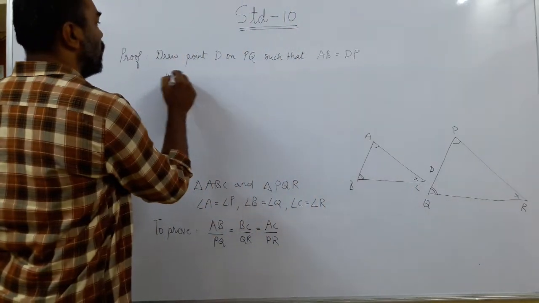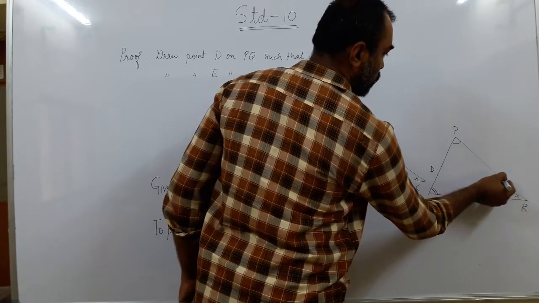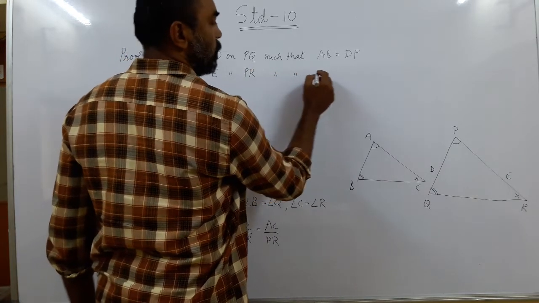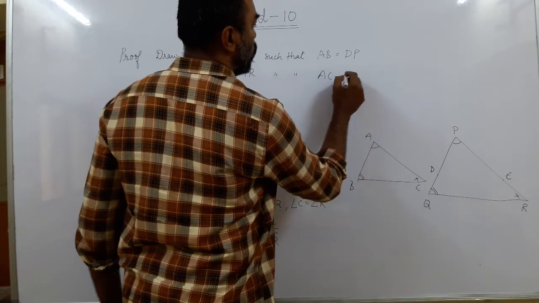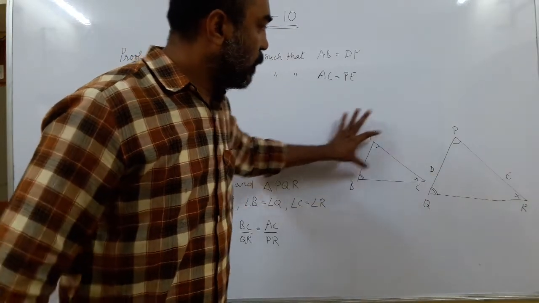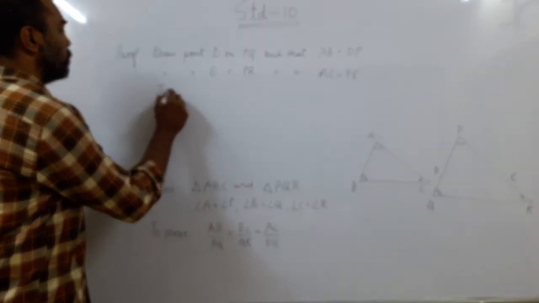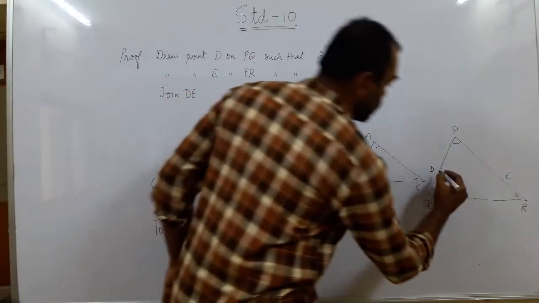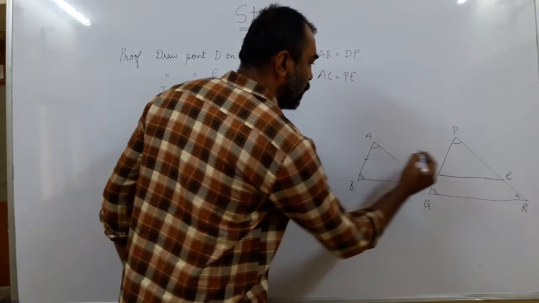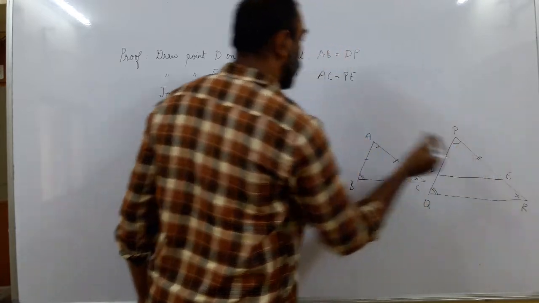Got this? Similarly, draw point E on PR such that AC equal to PE. So I am specially doing this. What I am doing here, I am drawing a point D such that AB equal to DP and AC equal to PE. Now join D and E. So let us join them. Now what I have taken, AB equal to DP. I have drawn it equal. AC equal to PE. I have drawn it equal.